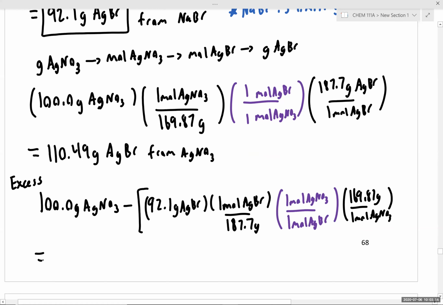So then, punching this into our calculator, we can figure out if we make this amount of silver bromide, how much silver nitrate did we actually use up? Again, you use the mass of product generated from your limiting reactant and you convert it to the mass of excess reactant consumed. So punching this into our calculator, we get 16.7 grams of silver nitrate excess.